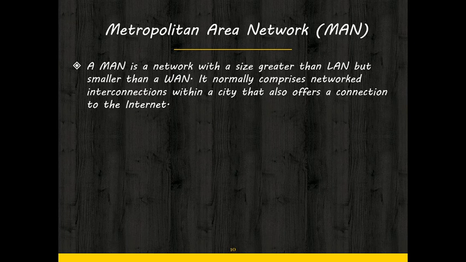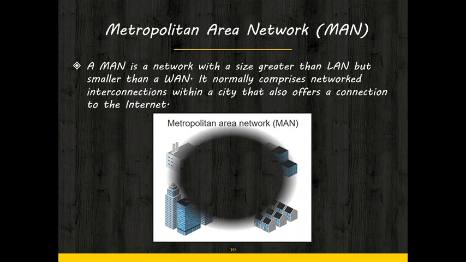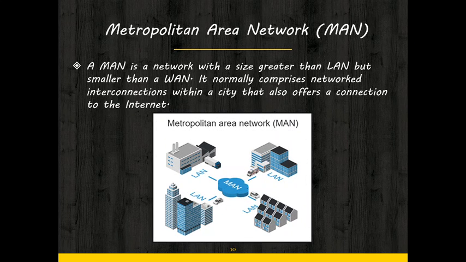Okay, it is a network with a geographical area larger than a LAN, and it usually spans over several buildings in a city or a town, usually over 50 kilometers. Okay, and many LANs connect together to form a MAN. Okay, and metropolitan area networks are typically connected with a high-speed connection such as fiber optic cables. So it is a high-speed network and it gives the ability to share data and resources within a city.